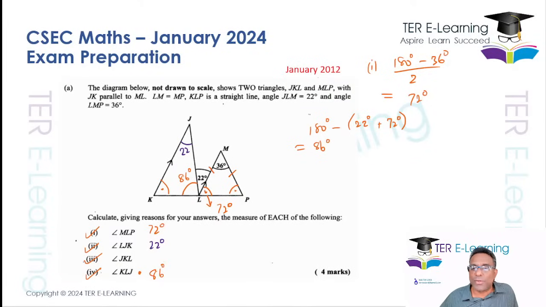So how they made us work this question, I had to work out the last part first. Then to work out JKL, JKL is this angle here. So all I need to do to work that out is 180 minus 22 plus 86. So this is 180 minus brackets 22 plus 86 close brackets, and you're getting 72 again.